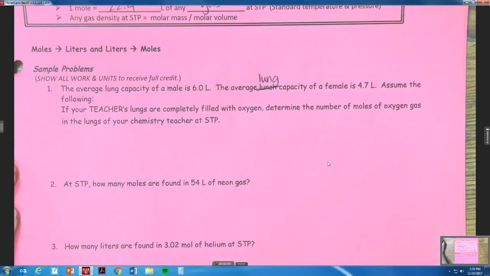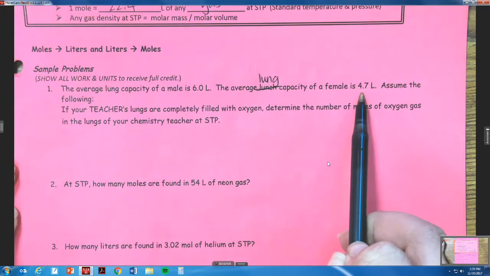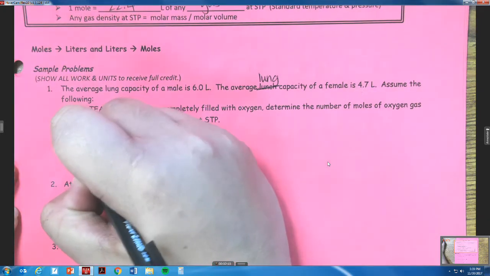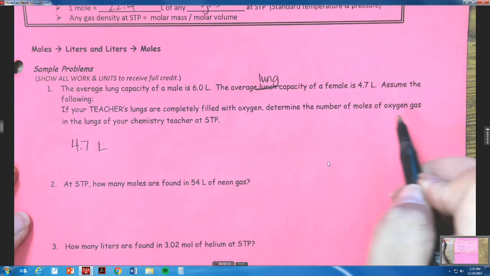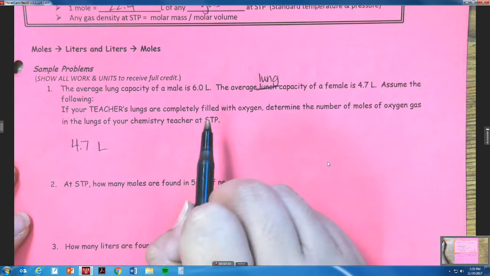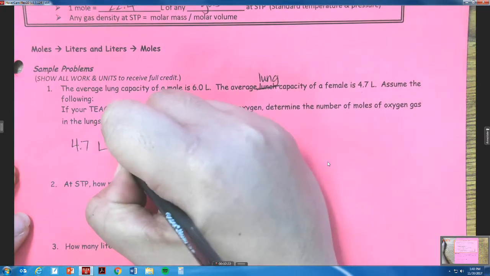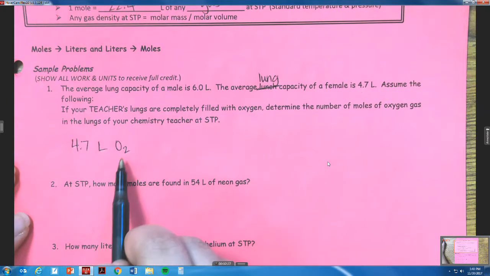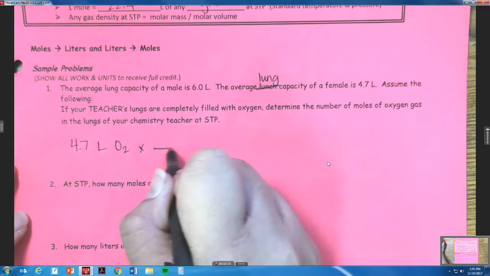So our given is going to be 4.7 liters because obviously I am not a male teacher. So our given is 4.7 liters of oxygen gas, because remember, it's going to be filled with oxygen. Our chemical symbol for oxygen is O2, because remember, oxygen is a diatomic, so we never want to see it by itself. Okay, so we're going to multiply that with our conversion factor.